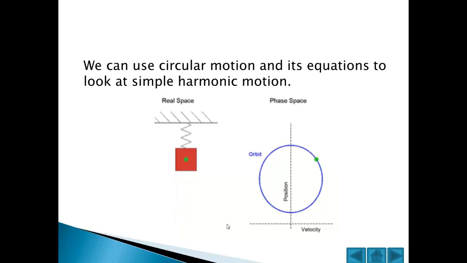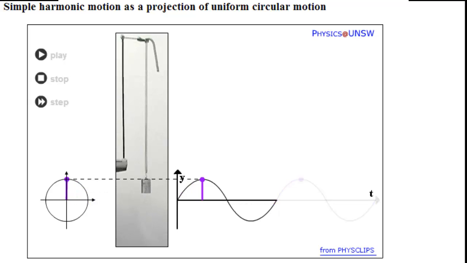Now we can use circular motion and the equations of circular motion to basically analyze simple harmonic motion. Notice this vertical oscillator here. It can be represented by this line going around in a circle. And now we will look at a graphic which will put that in another light.